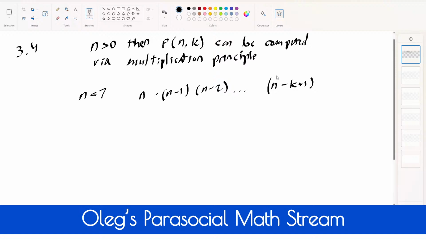Therefore, P of n comma k is equal to n minus 1, and so on, down to n minus k plus 1. Now, this stuff, it's more important to understand it than to memorize it. Memorizing is hard. Okay, here we go.